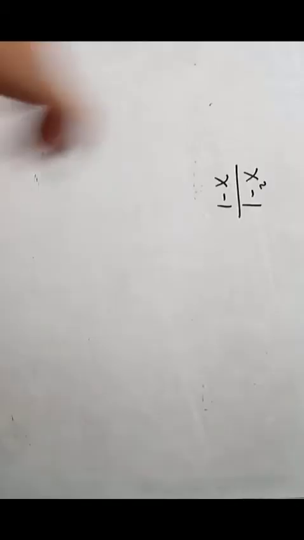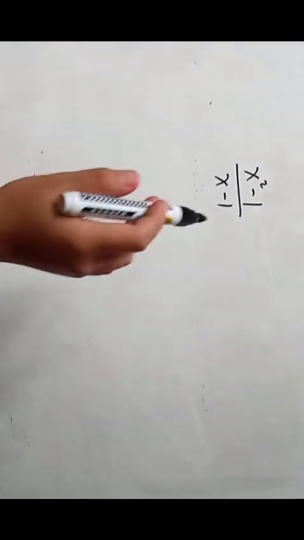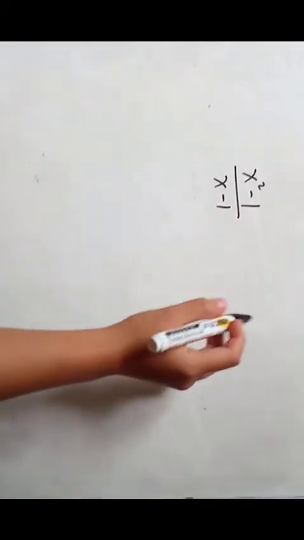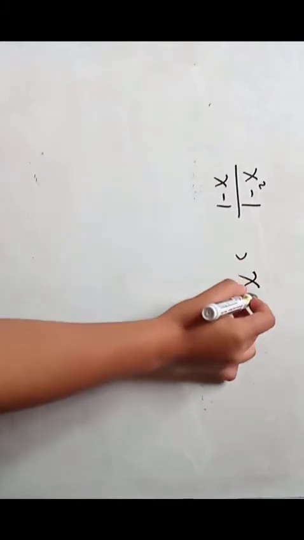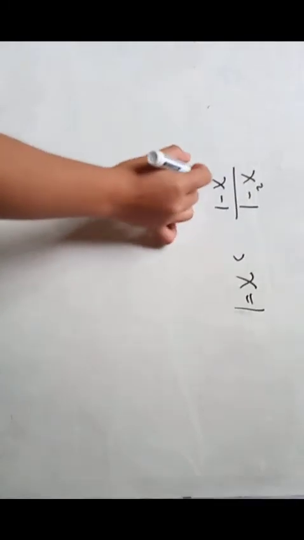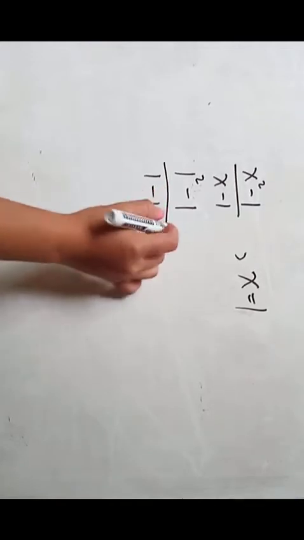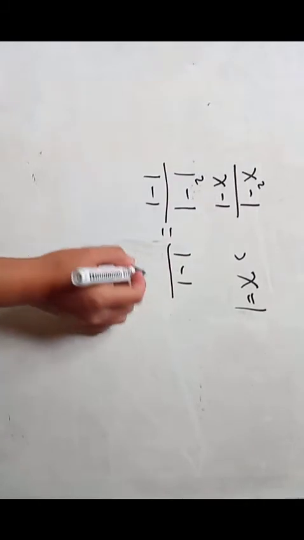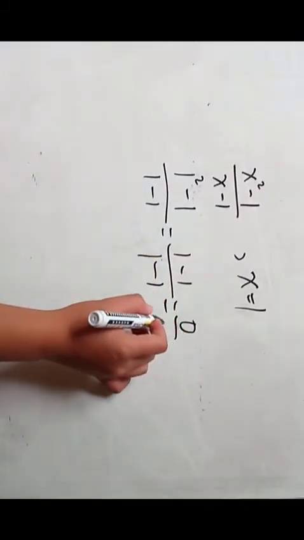So for example, we have the equation x squared minus 1 all over x minus 1. So we are going to find the limit of this equation. So let us assign first the value of x. So let's say x is equal to 1. And if that's the case, that is 1 squared minus 1 all over 1 minus 1, which is 1 minus 1 all over 1 minus 1, equal to 0 all over 0.